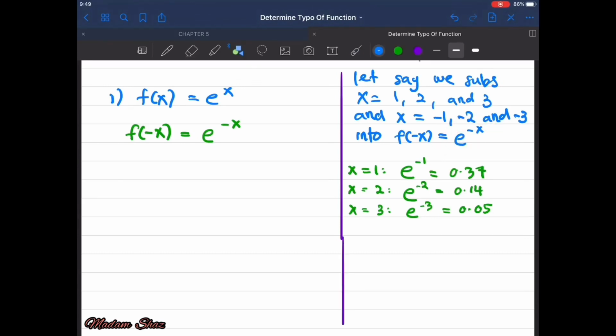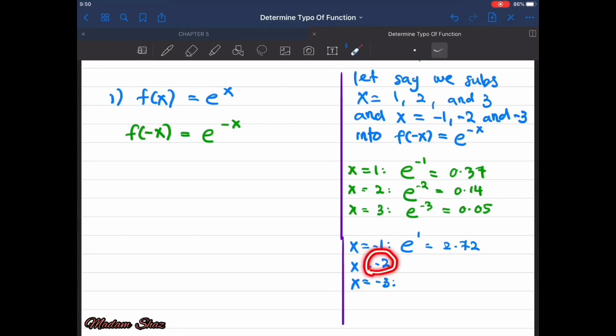So now let us continue. x is equal to negative 1, x is equal to negative 2, x is equal to negative 3 into the position of e to the negative x. So e to the negative x, x is equal to negative 1. So this one will become e to the power of 1. e to the power of 1 is equal to 2.72.